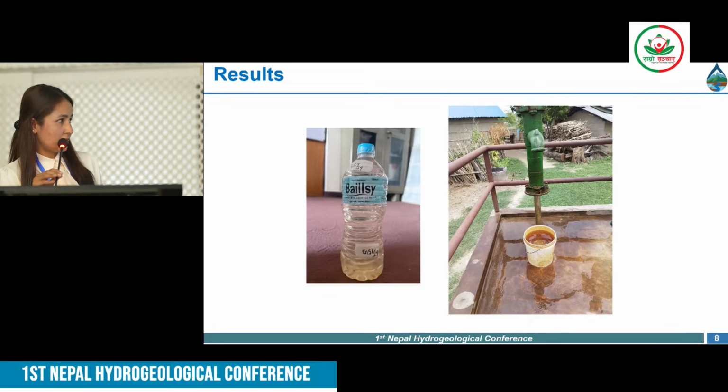We can see the sampling bottle in which the color of the water sample has changed, and similarly the next is a tube well which has been rusted with iron. The color has been changed. So this can be one of the key observations from the study.